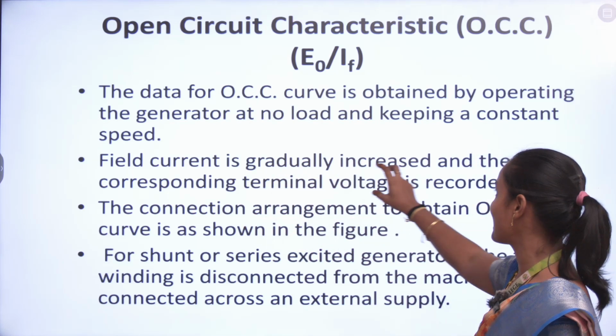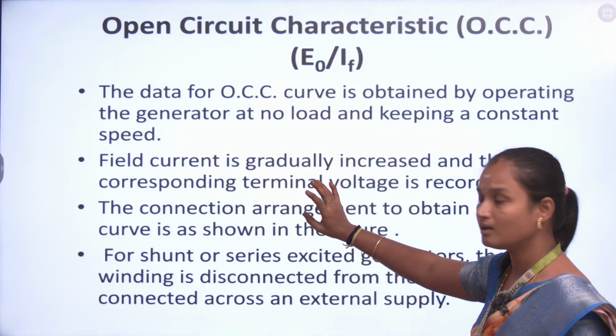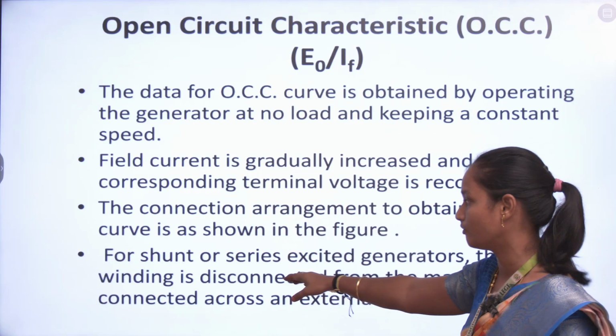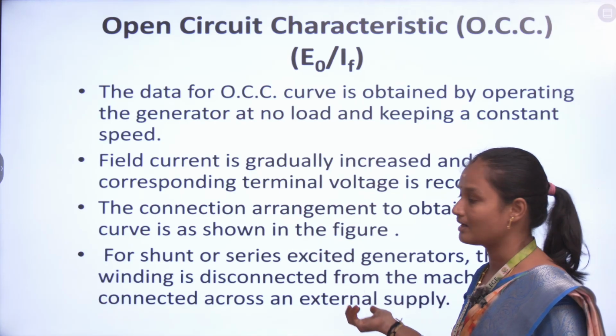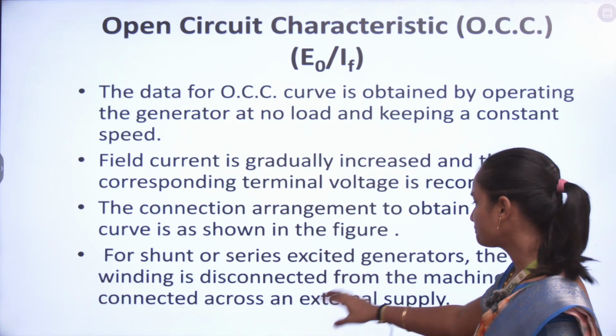So the field current is gradually increased according to the voltage that we have recorded in the generator. The connection arrangement is obtained as per the figure we have seen before. Again, the generator can be divided into three types: series, shunt and compound. We will see that later.